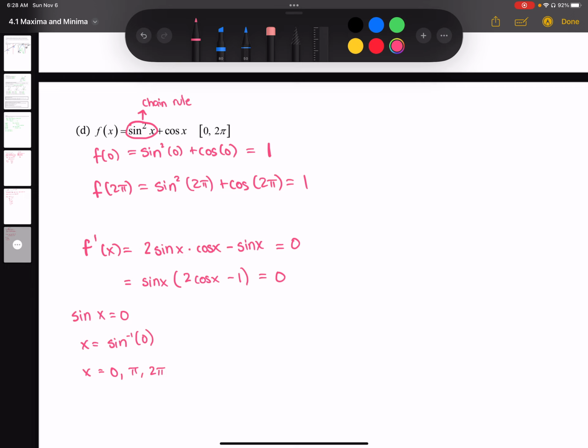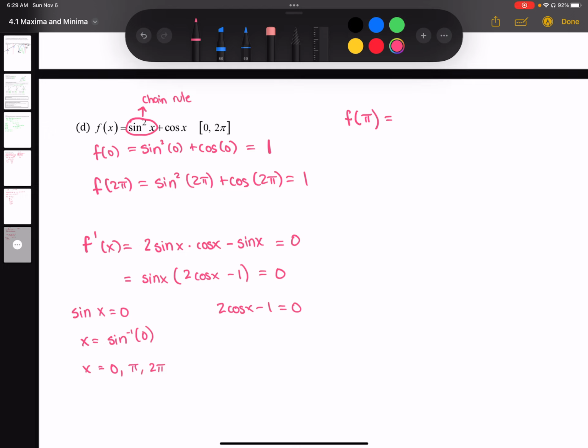Now, two of those we already checked. So now we just need to check f of pi, and that'll get us something in a moment. And so the other possibility is that 2 cosine x minus 1 is equal to 0, which means 2 cosine x equals 1, cosine x equals 1/2, and x equals cosine inverse of 1/2.